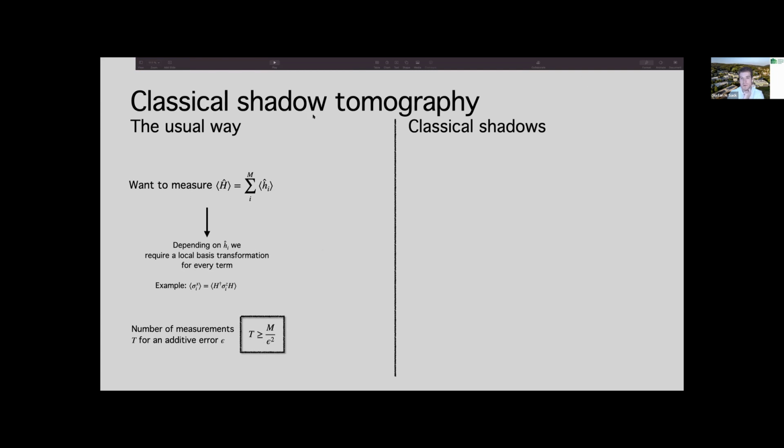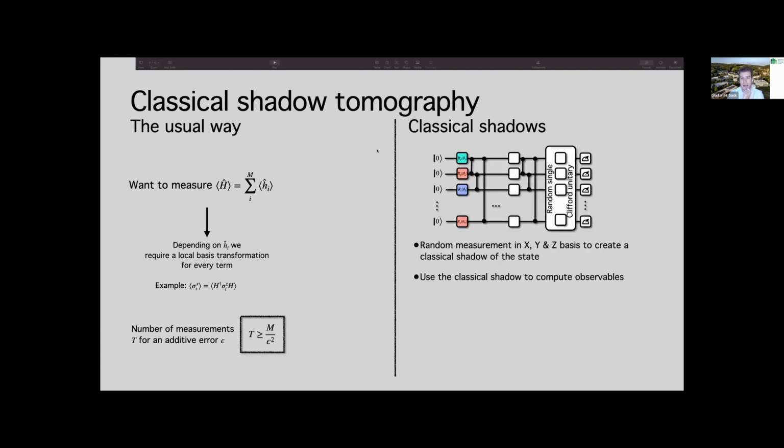In classical shadows, you do something different. You take your ansatz, your circuit, and you apply random single qubit Clifford gates. So basically, you just measure the qubits randomly in the X, Y, and Z basis. You repeat this a bunch of times, and this allows you to build up a so-called classical shadow, which can be efficiently stored on a classical computer. And this classical shadow can then afterwards, once it's been obtained, be used to compute all sorts of observables that you want to get.